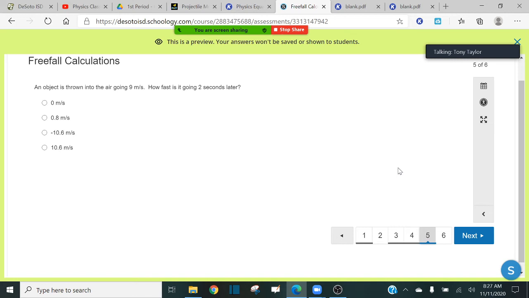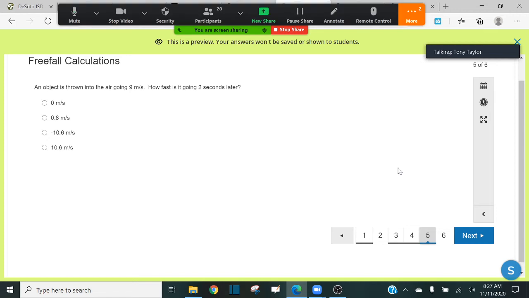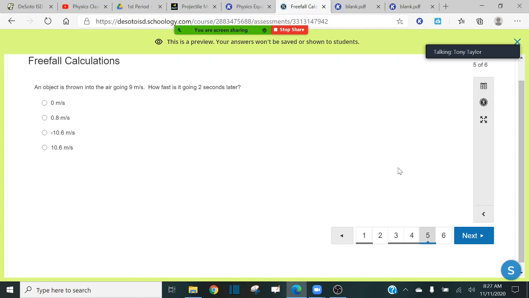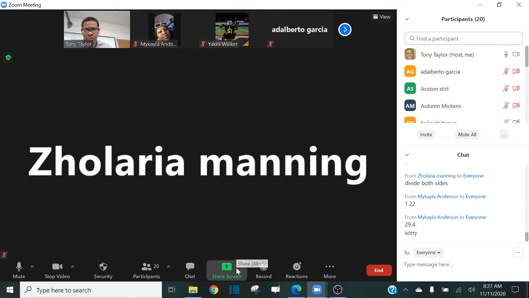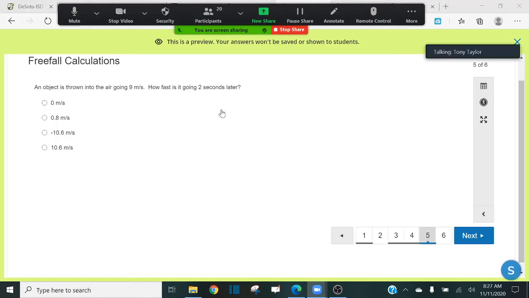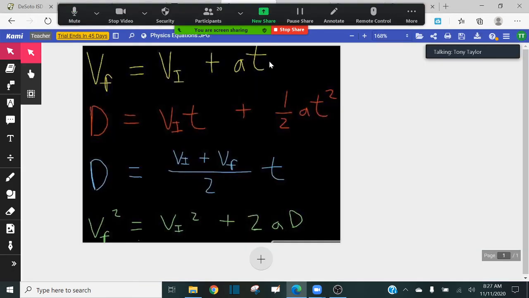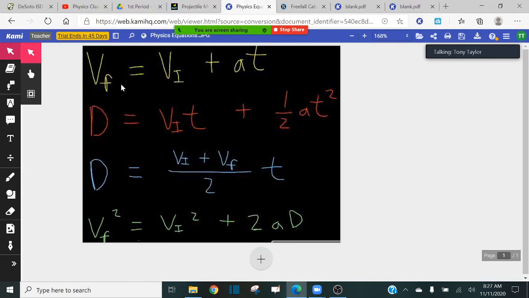So, an object is thrown into the air going 9 meters per second. How fast is it going 2 seconds later? In other words, we're asked to solve for the final velocity. So for this problem right here, guys, we're going to use this first equation here. Final velocity is equal to initial velocity plus acceleration times time. Right? Because we're given the initial velocity, we know the acceleration, we know the time is 2 seconds. We have everything we need to solve for the final velocity.